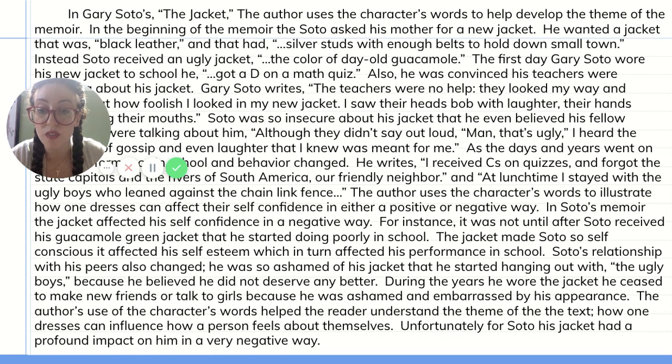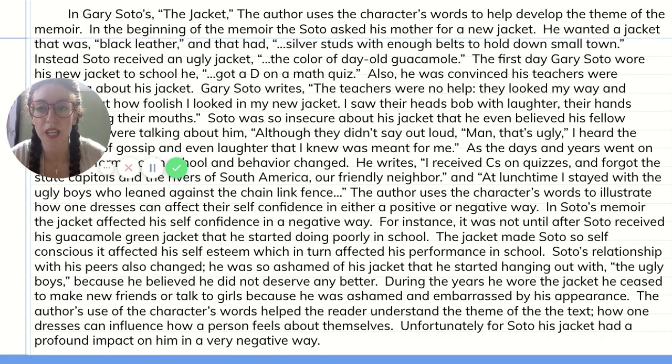The author's use of the character's words helped the reader understand the theme of the text. How one dresses can influence how a person feels about themselves. Unfortunately for Soto, his jacket had a profound impact on him in a very negative way.